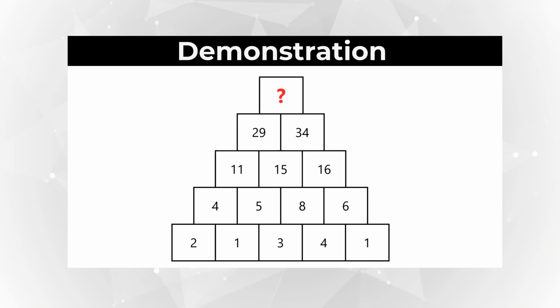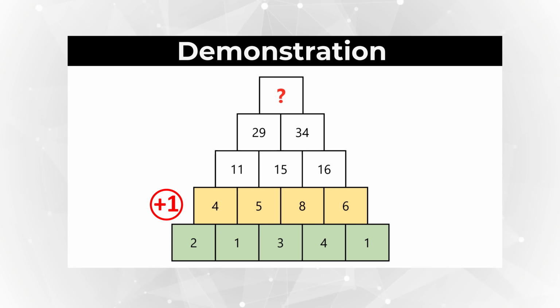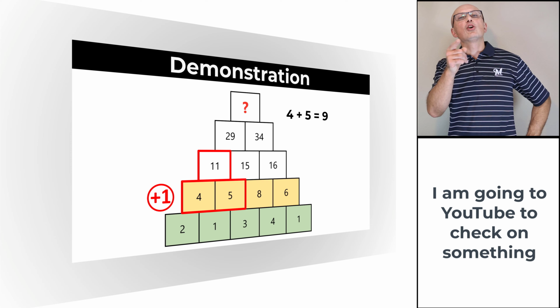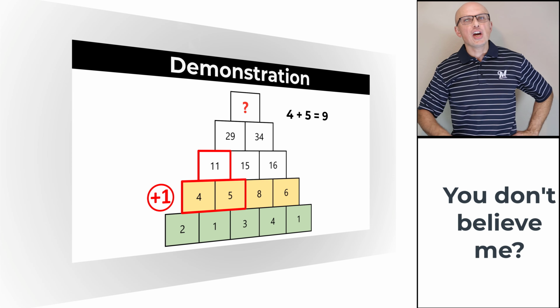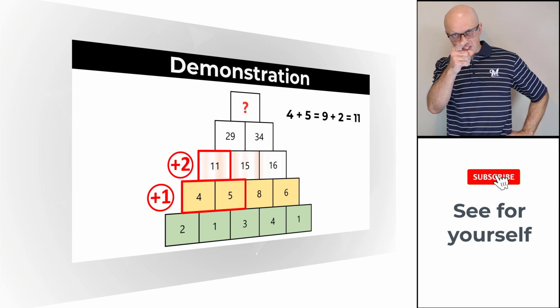Let me demonstrate. If we look at the numbers in the bottom left corner of the pyramid, you see numbers 2 and 1. Sum of 2 and 1 is 3, but then we add the value of the increment, which is 1, and the calculated value is 4. Let's continue with the sequence. Next set of numbers is 4 and 5. 4 plus 5 is 9, and then we need to add the value of the increment, which also increased by 1. So now instead of being plus 1, the increment is plus 2. 4 plus 5 plus 2 equals 11.